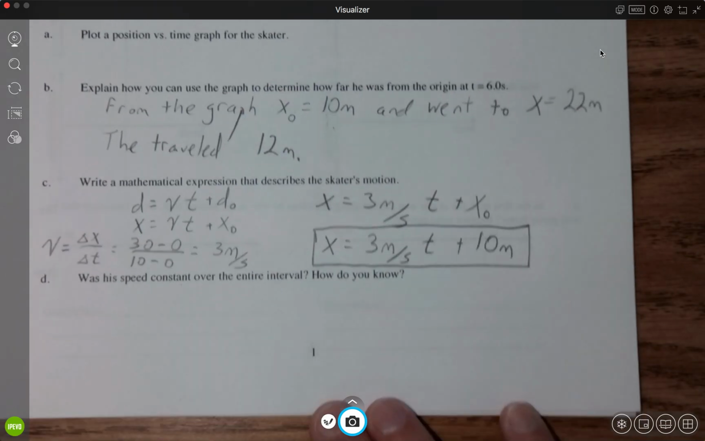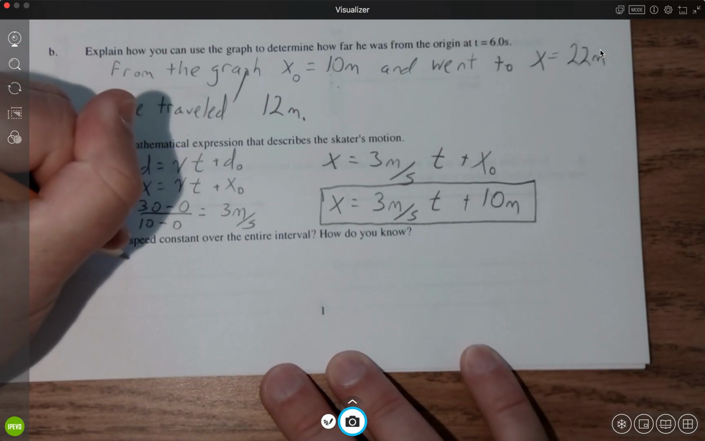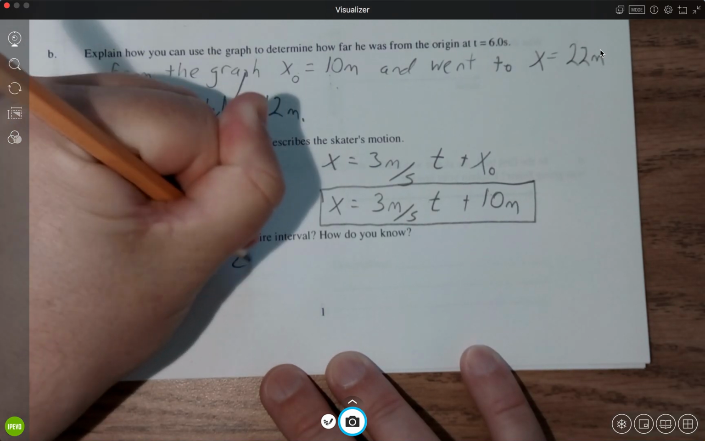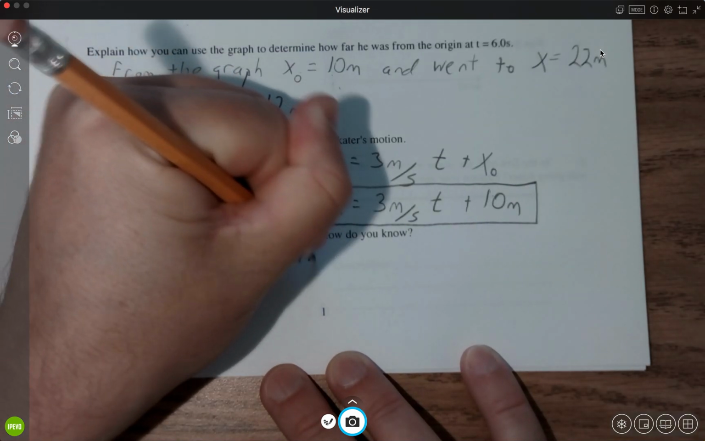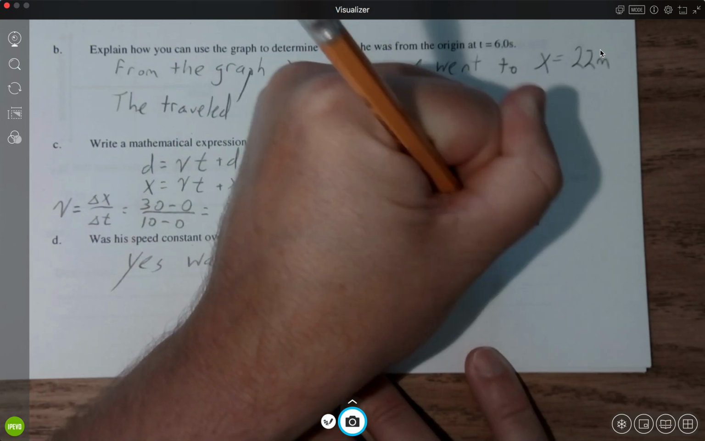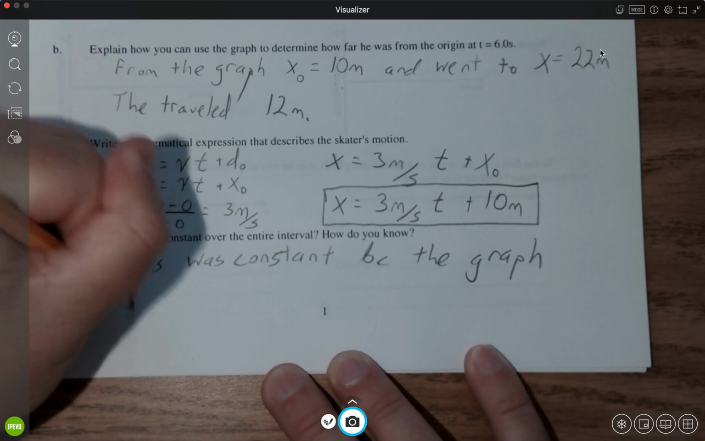And lastly, was the speed constant? Yes, the speed was constant. And we know that because the line was linear. The graph was linear.